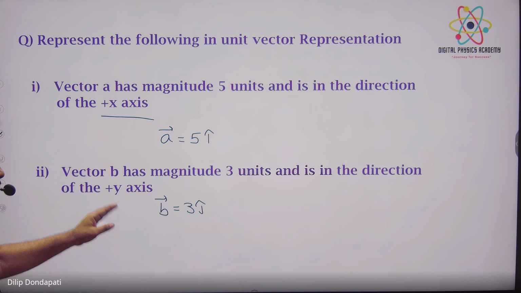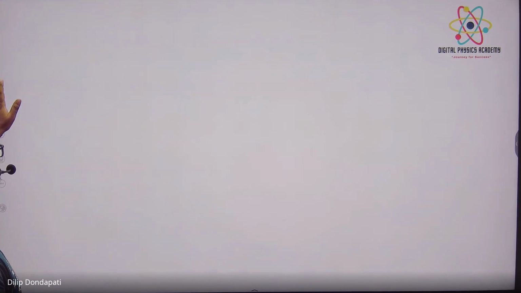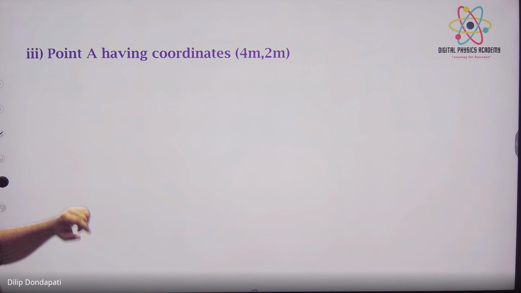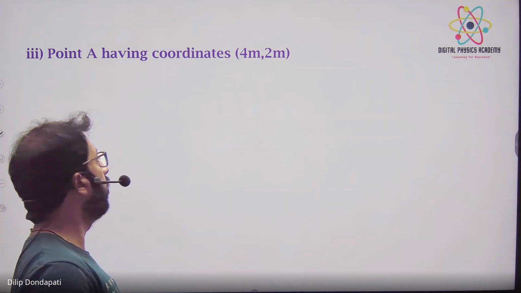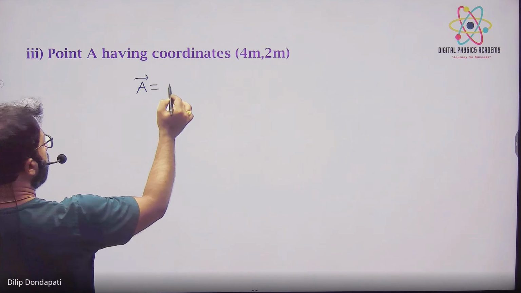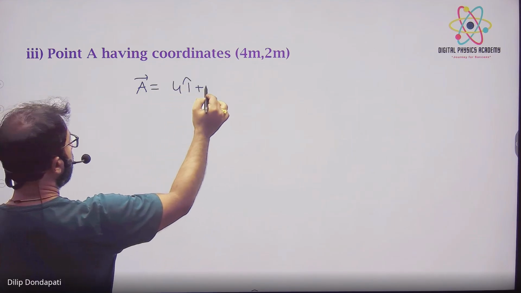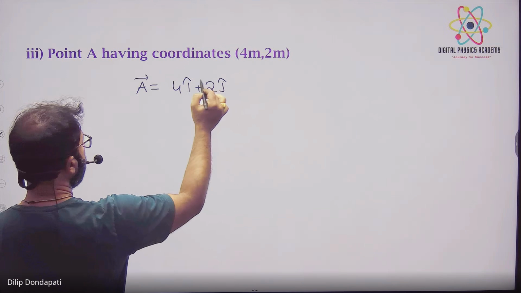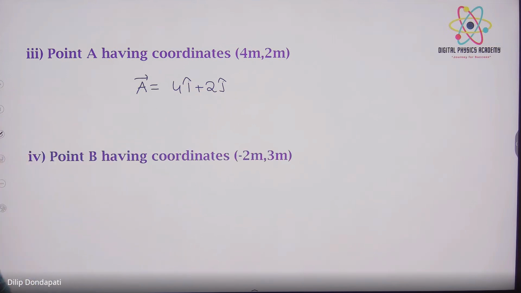Okay. Now A level. Point A having coordinates 4, 2. So in vector form I want it. So it will be 4 I cap plus 2 J cap. Yes, 4 I cap plus 2 J cap. Point B has coordinates of minus 2 meters and 3 meters. Minus 2 I cap plus 3 J cap. Yes, 3 J cap. Is it?